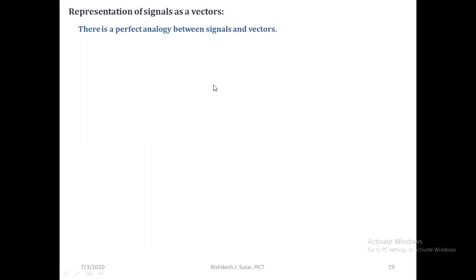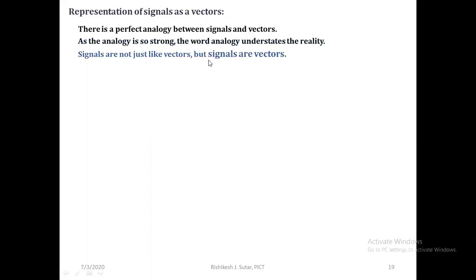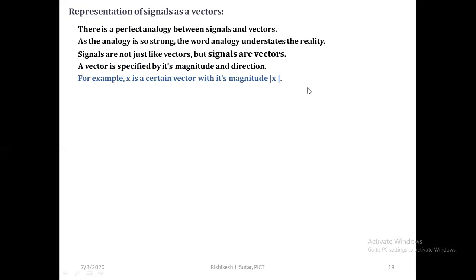Actually, there is a perfect analogy between signals and vectors. As the analogy is so strong, the word analogy understates the reality. Signals are not just like vectors, but signals are vectors. A vector is specified by its magnitude and direction. For example, let us consider x is a vector with its magnitude mod x.